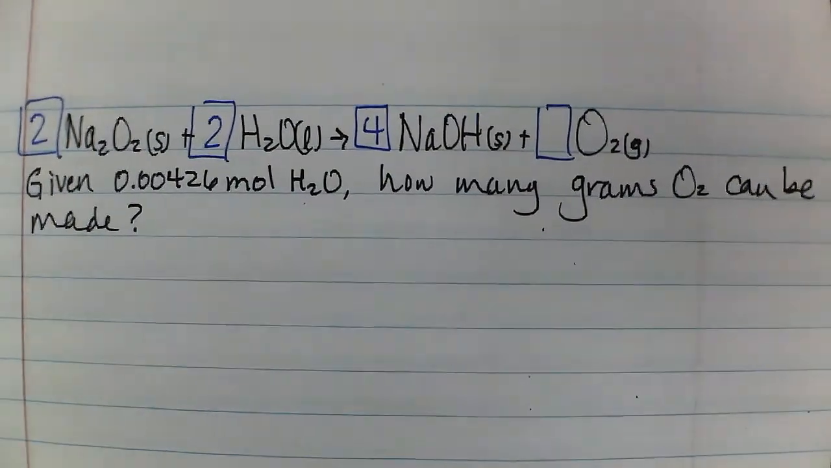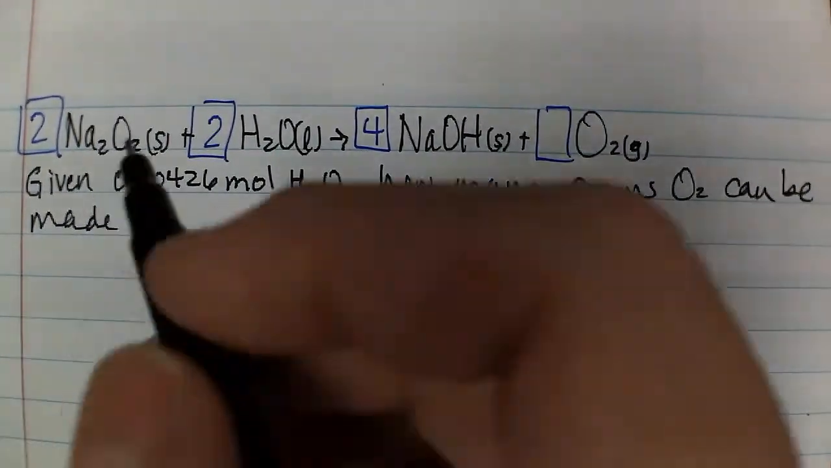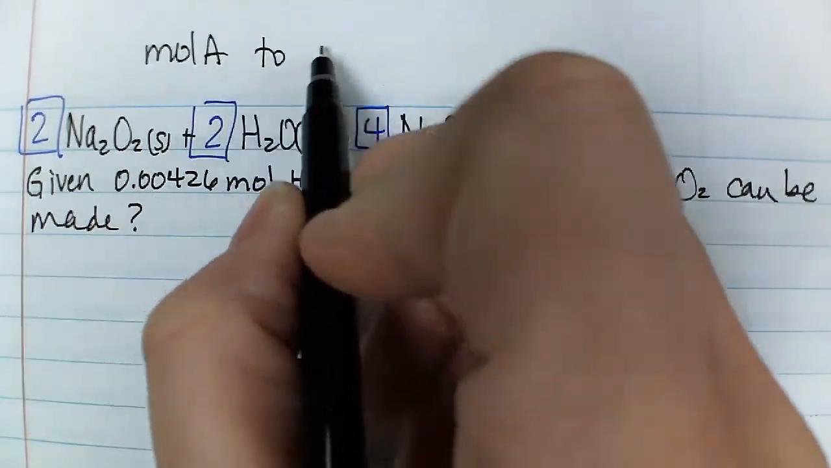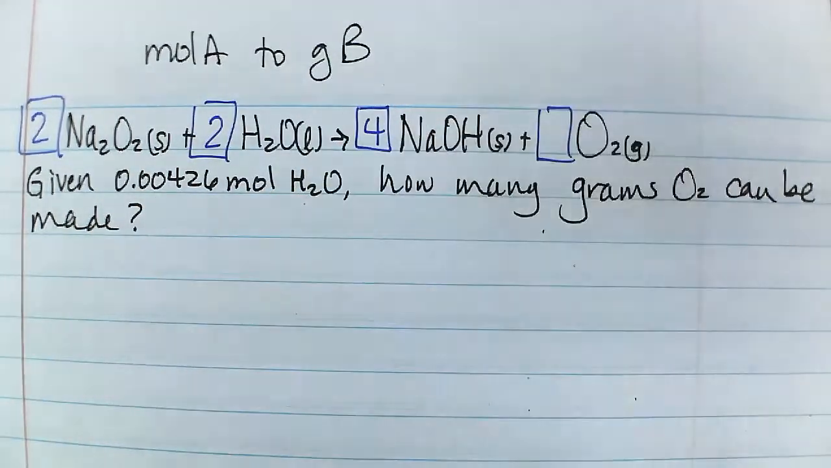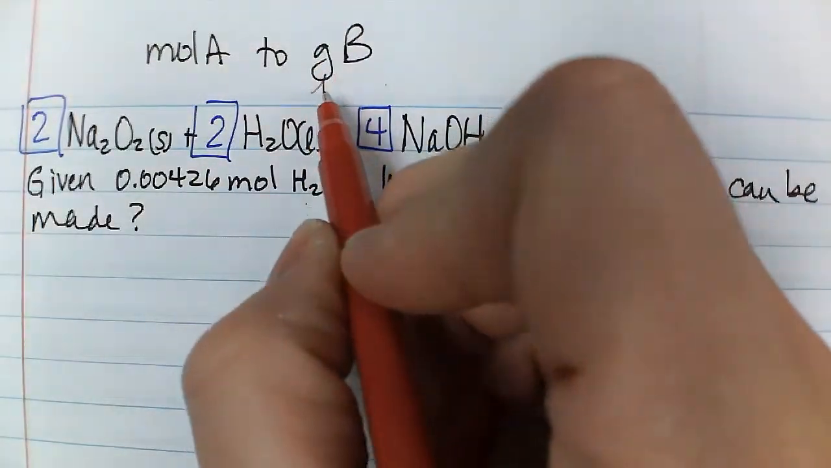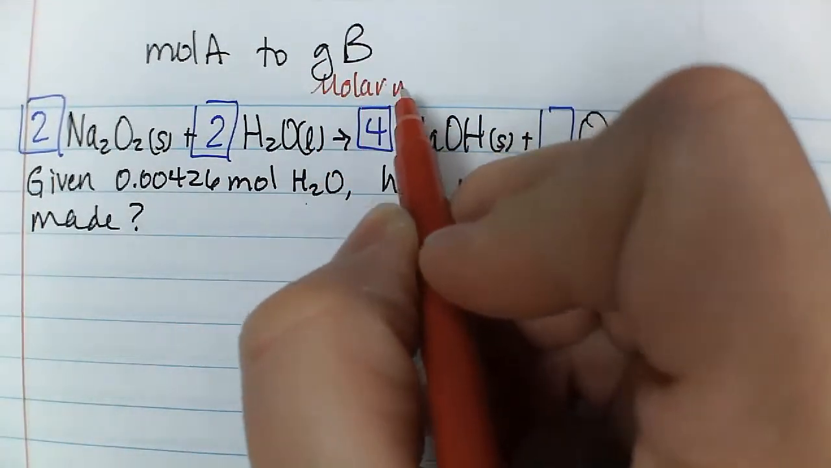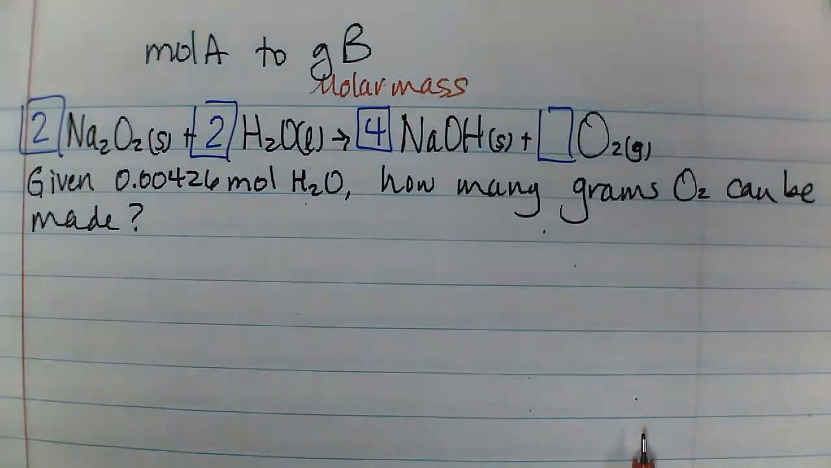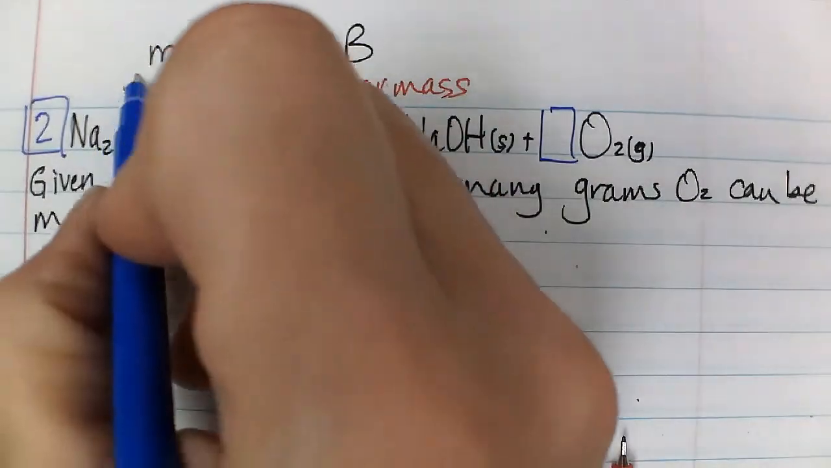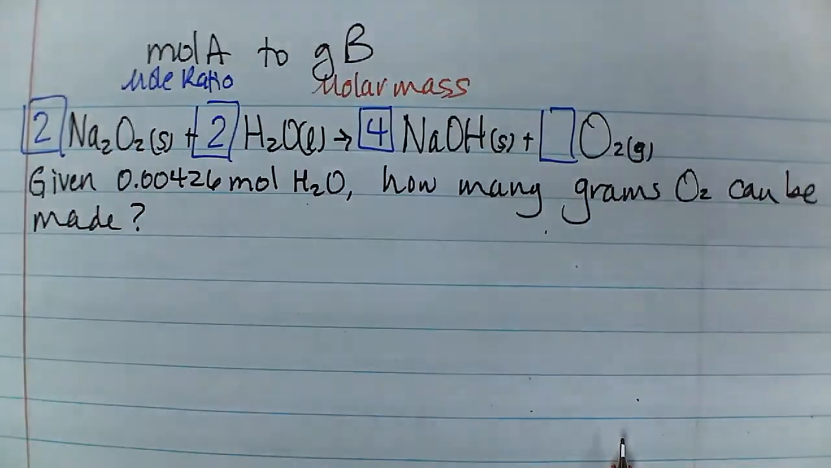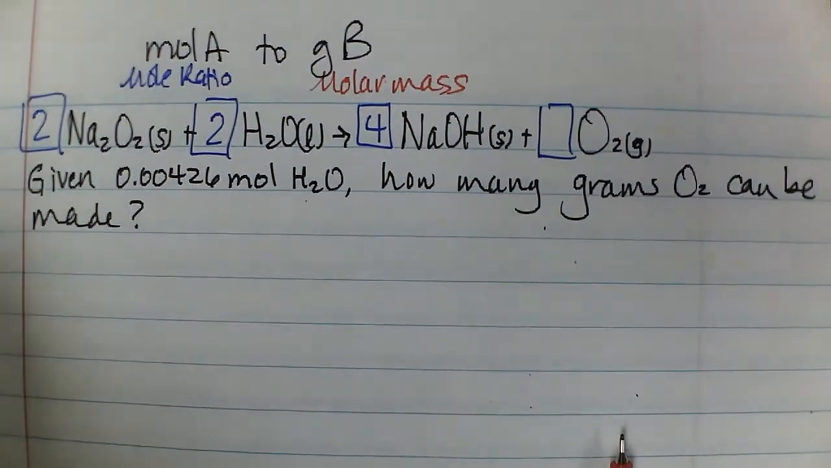Okay, so for this video, we are going to go from moles of one thing to grams of something else. So once again, when I have grams, I'm going to need a molar mass. And when I have moles of one thing to moles of another, I'm going to need a mole ratio. So those are the two conversion factors I'm going to need.